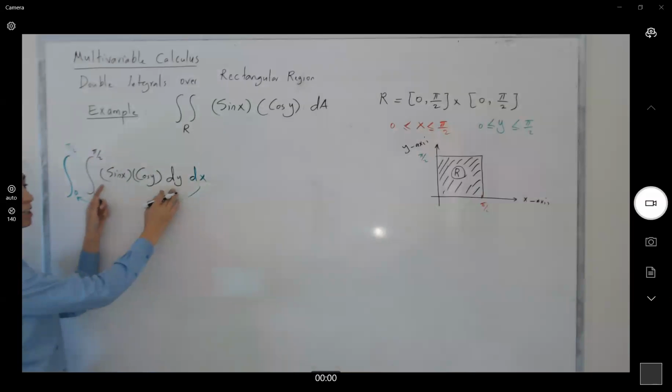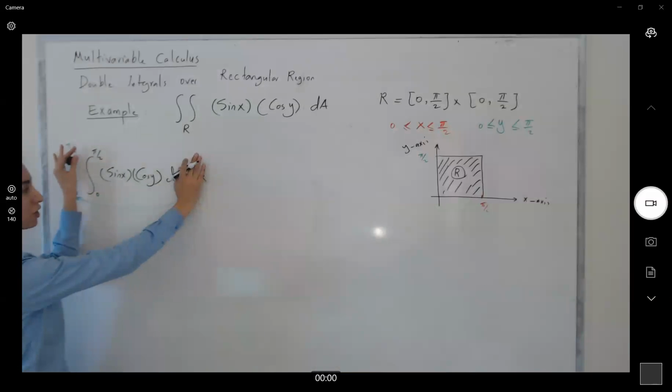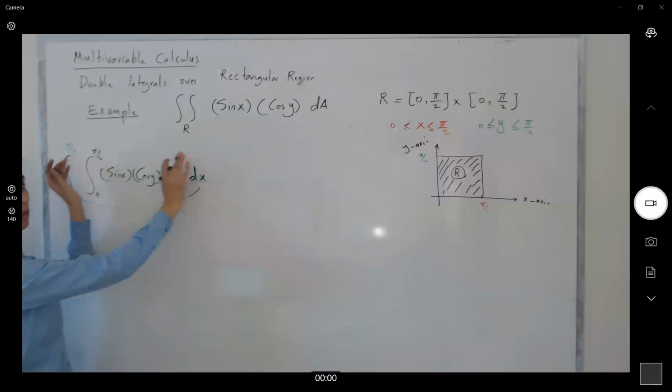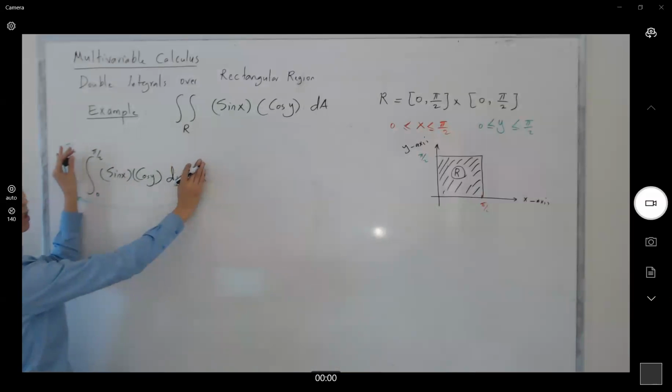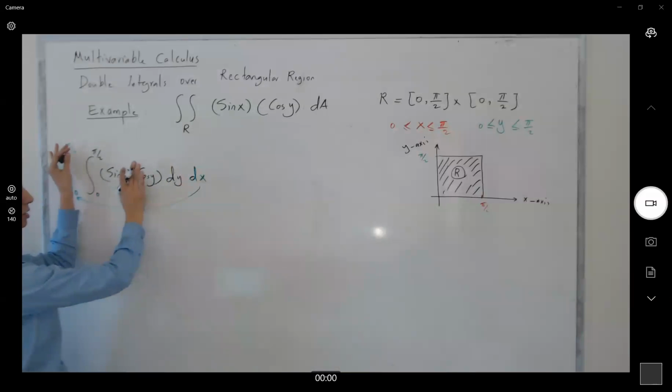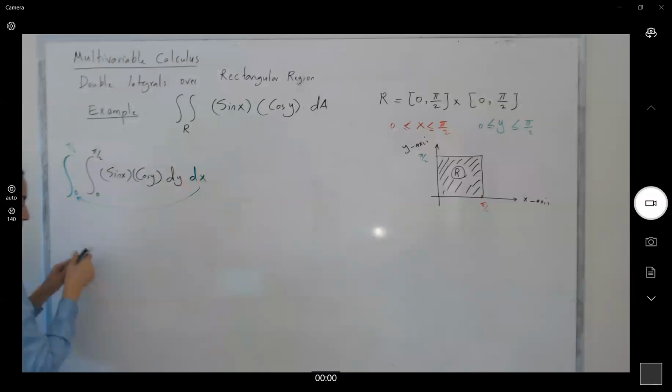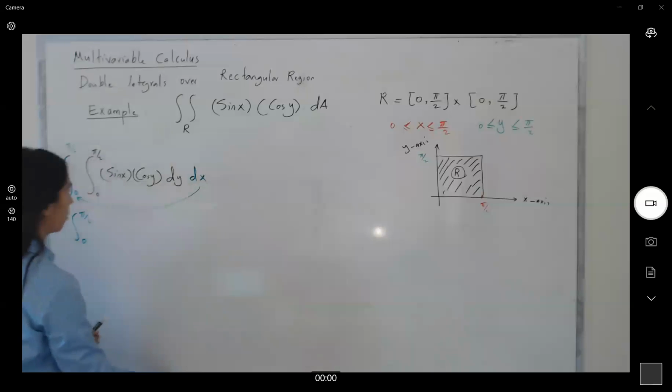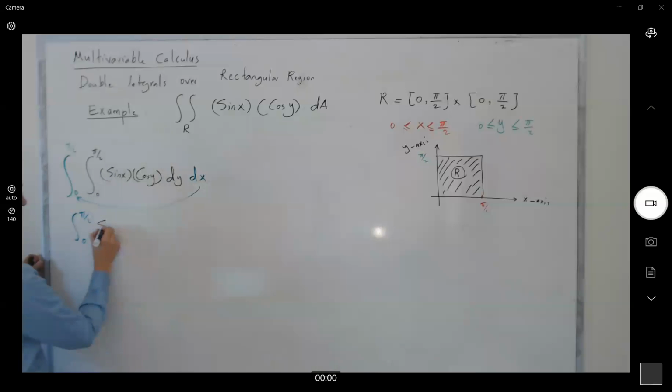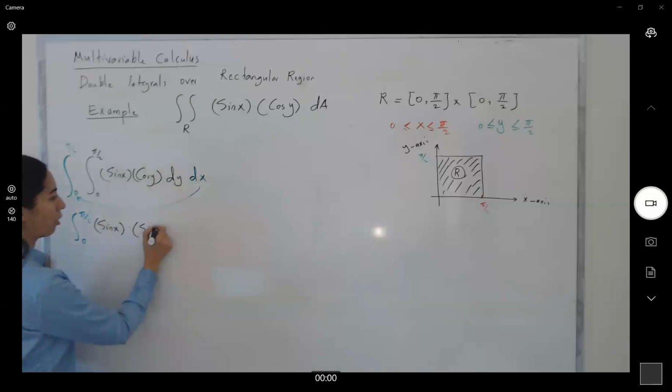So let's take the inner integral with respect to y first. Remember that sine x is considered just a constant when you're taking the integral with respect to y because it's not related to y. So here we have the integral from 0 to pi over 2. I'm going to copy down my sine x. And here I have the integral of cosine y, which is sine y. And I know that y ranges between 0 to pi over 2.